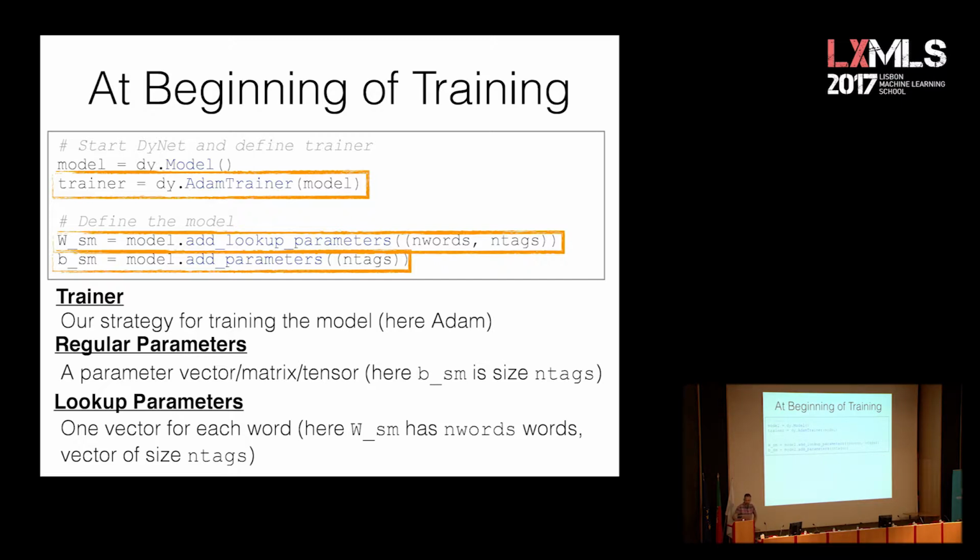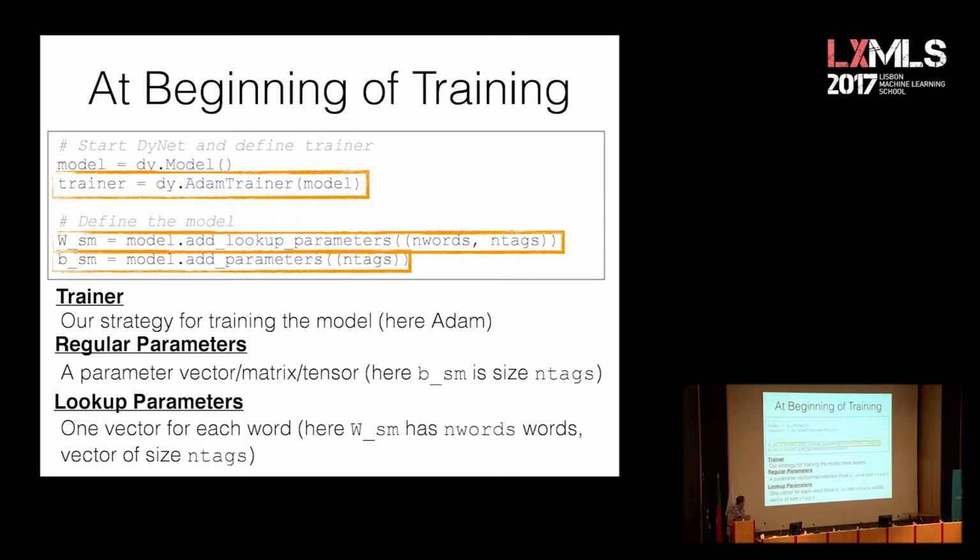So here's our strategy for training. In DyNet, we have 2 different types of parameters. One of them is what I'm calling regular parameters. They're just vectors or matrices or tensors of floating point numbers that we use to calculate something. Here, our bias vector is just 5 numbers that we use to bias our predictions. And for here, n tags, just assume that's equal to 5.